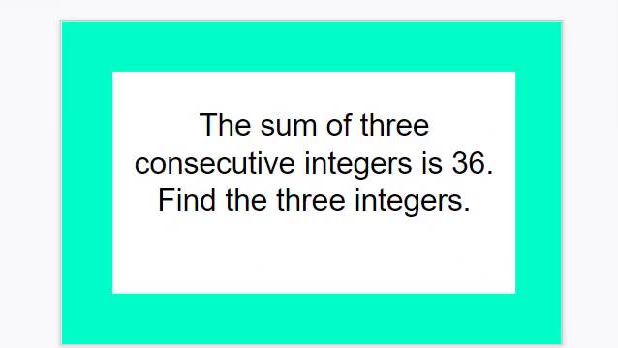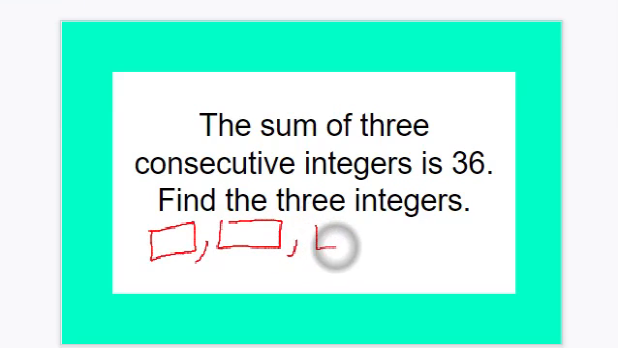Okay, so the sum of 3 consecutive integers is 36. Find those 3 integers. Make sure that you separate your answer with a comma. You should have your first number, comma, your second number, comma, your third number when you type in your answer. Good luck.